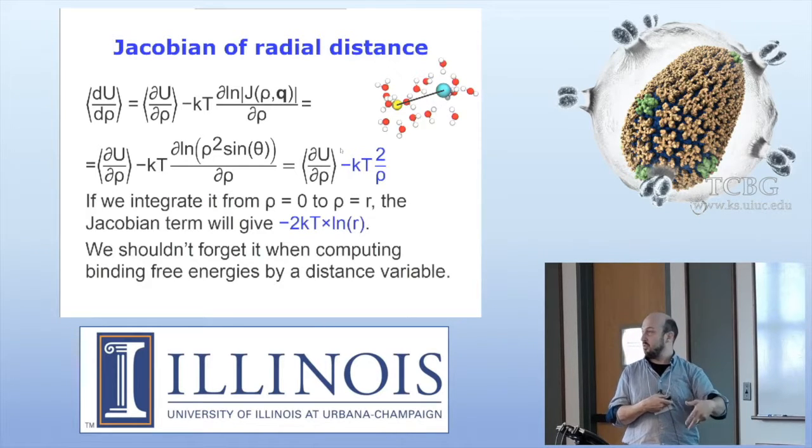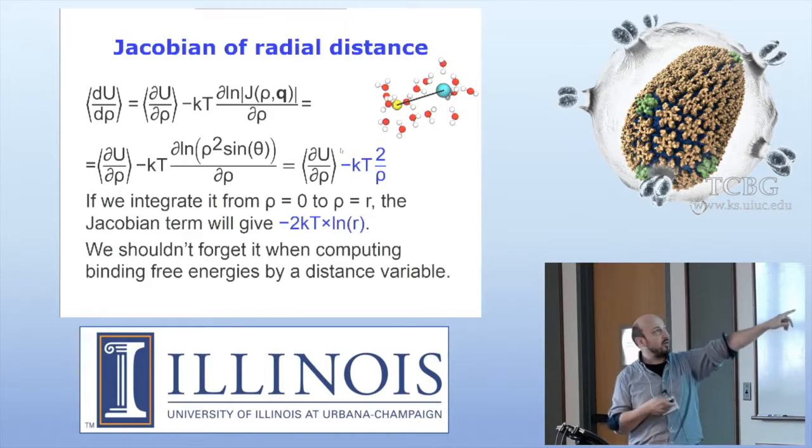It does not depend on the force field you're using. It only depends on the reaction coordinate that you're picking. So if you're picking a distance variable, no matter if it's the distance between sodium and chloride or between one protein and its receptor, it doesn't matter. You're always going to have a Jacobian term which is always the same.